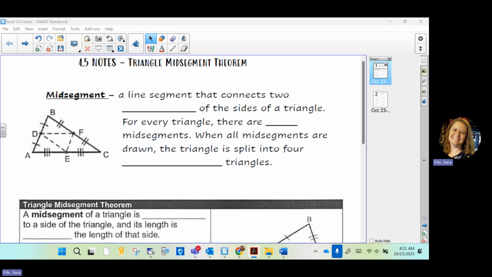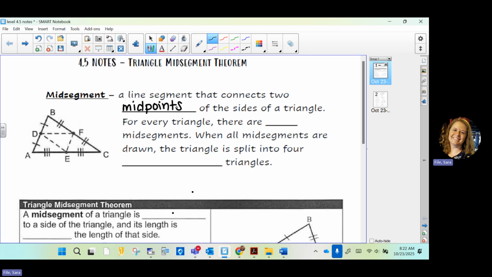Okay, so the 5th special segment we're going to look at, it gets its own set of notes today because we're going to go a little more in depth with it, is the mid-segment. So a mid-segment is a line segment that connects 2 midpoints. A real common one for students to mix up is the mid-segment and the median, because a median goes through a midpoint as well, but it goes from one midpoint to the opposite vertex. Okay, the difference with a mid-segment is it's 2 midpoints.